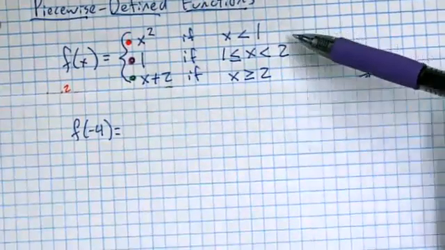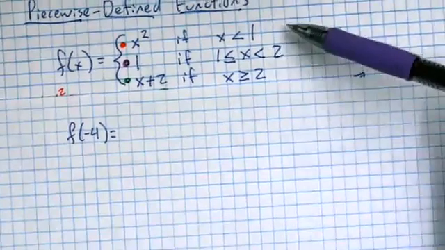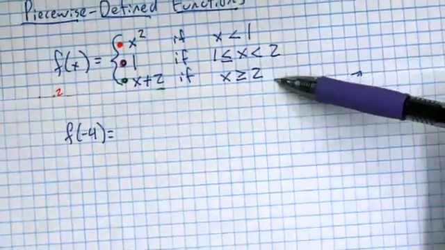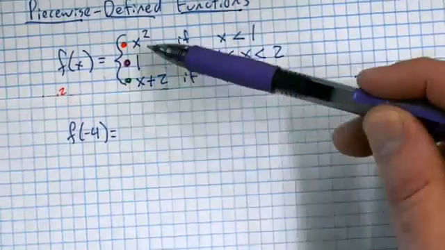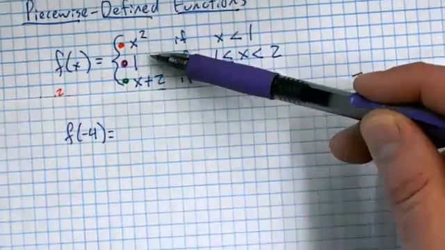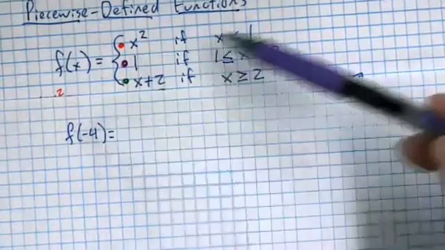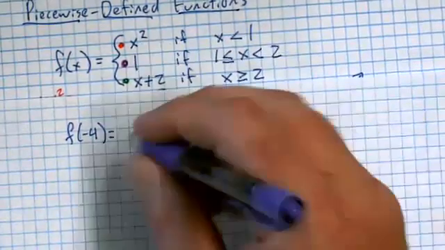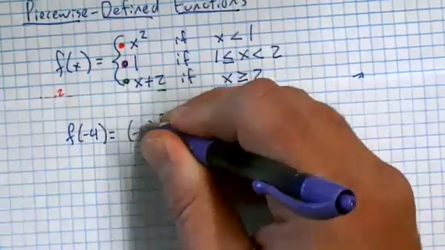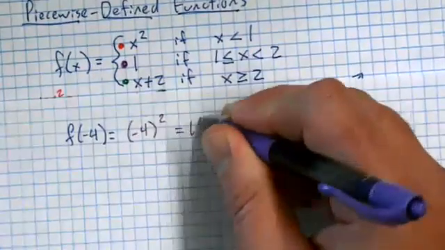Which of these subdomains does -4 fall in, the first or the second or the third? Only it falls into the first, right? So that means we want to plug it into the first function. Okay, so you have to look at the number, match it up with one of these subdomains, and then that tells you which one to plug it into. So we're going to plug it into x squared. So we'll put -4 in there and we'll get 16.